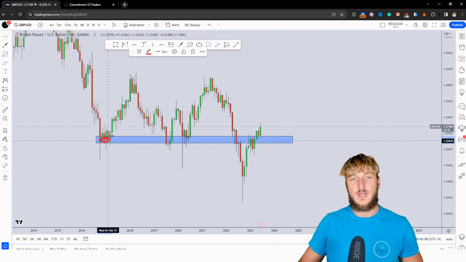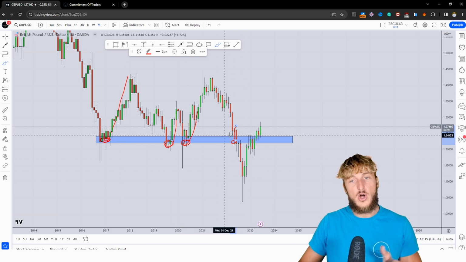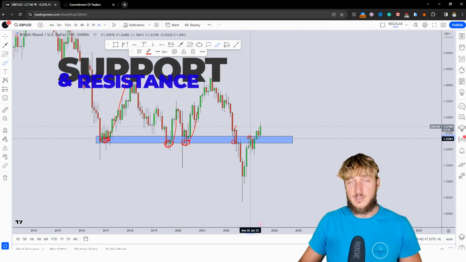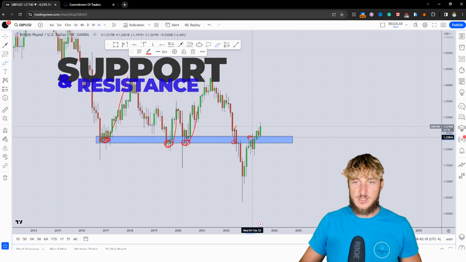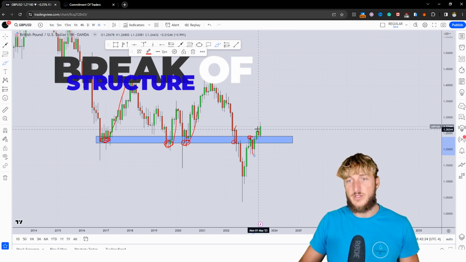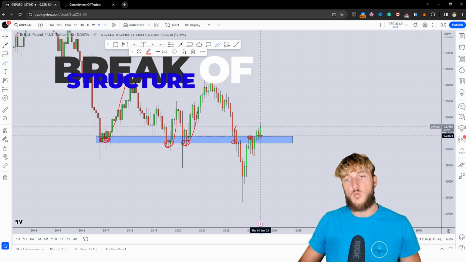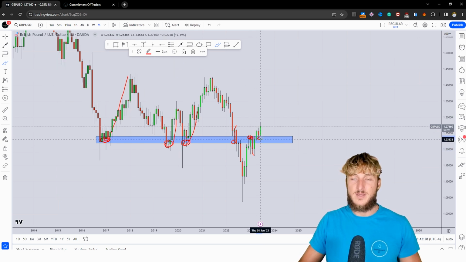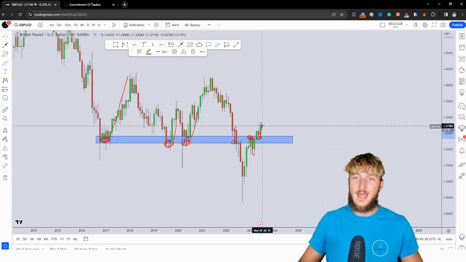This area was in fact acting as previous support, preceding all these rejections to the upside. And we can see that after a break below the zone, all this previous support was turned resistance here and was respected as resistance with the creation of this red candle. After that, we had the break back above the zone. This previous resistance was once again turned support and has already been tested as new support, and the market has already started rejecting it to the upside.